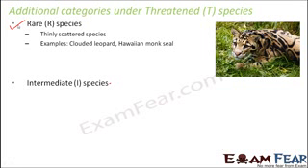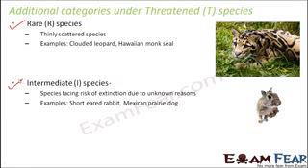extinct. The other category is intermediate species, which is denoted by capital I, and these are species which are facing risk of extinction due to unknown reasons. For example, short-eared rabbit, Mexican prairie dog. So these are certain examples. Now, for these species, we really do not know the reason why they are becoming extinct, but yes, their numbers are also less, and they are also in a decreasing trend. So therefore, we also categorize them under threatened species.